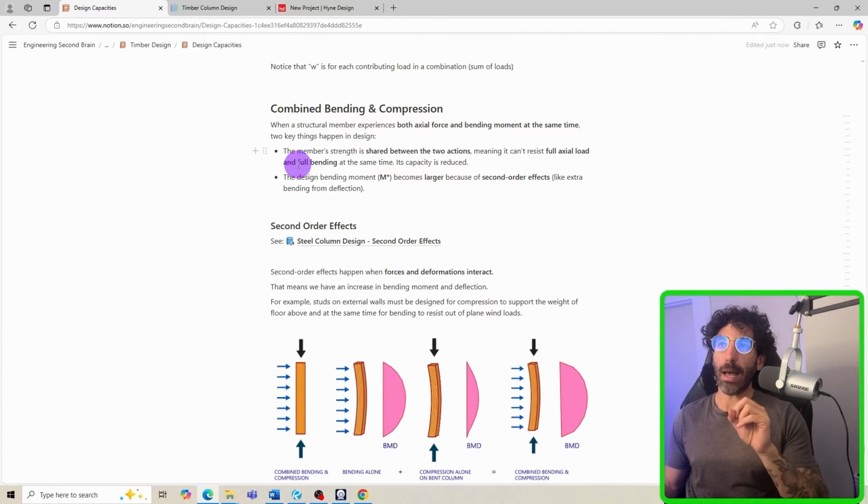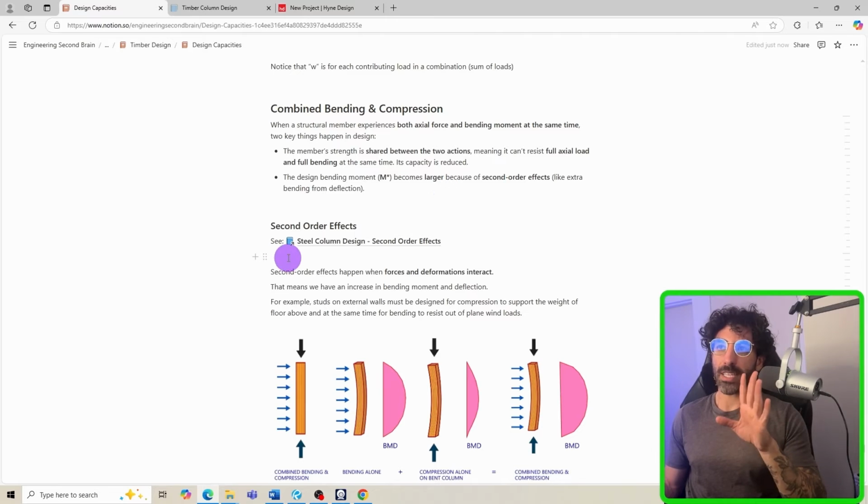All right, so when a member is subjected to combined bending and compression, two things come to mind. First one is very logical. The capacity of the member is reduced. It can't resist the full axial load and the full bending load at the same time. And the second thing is that second order effects will arise.